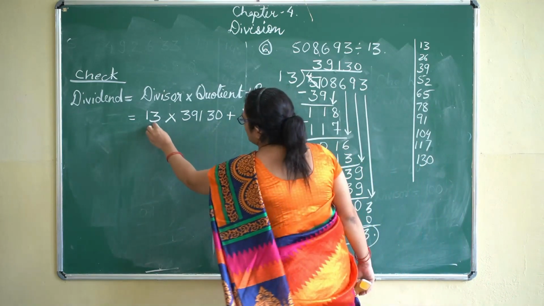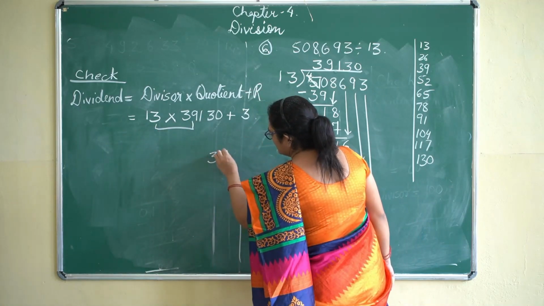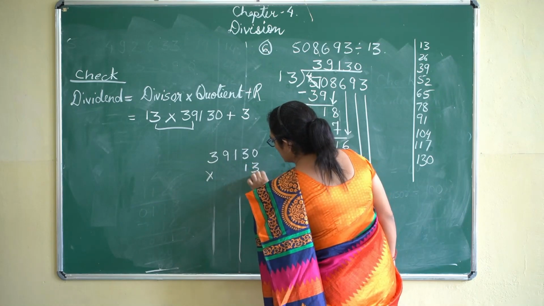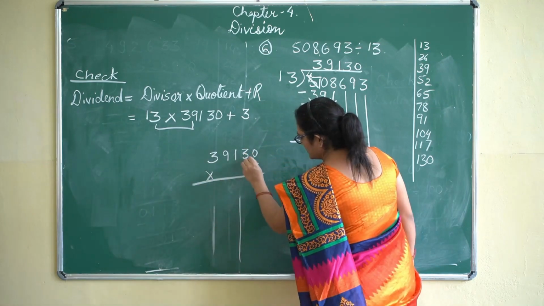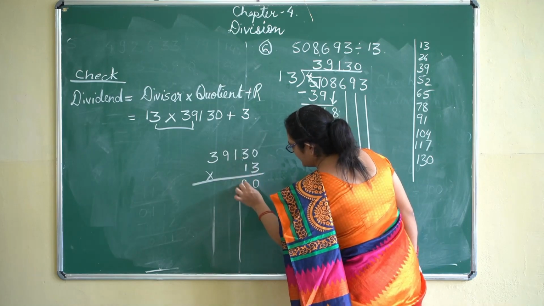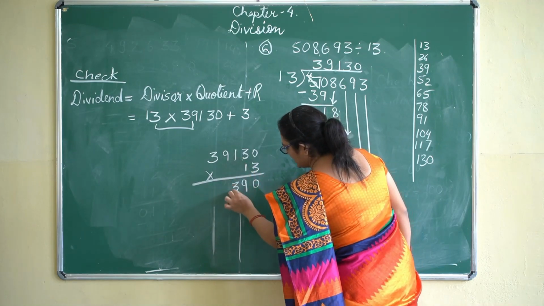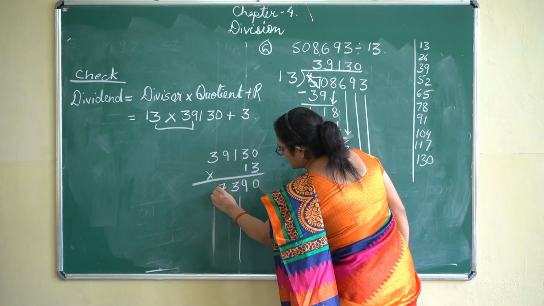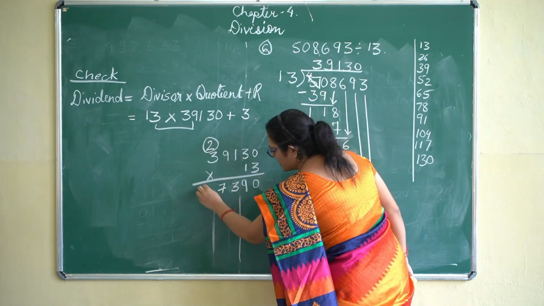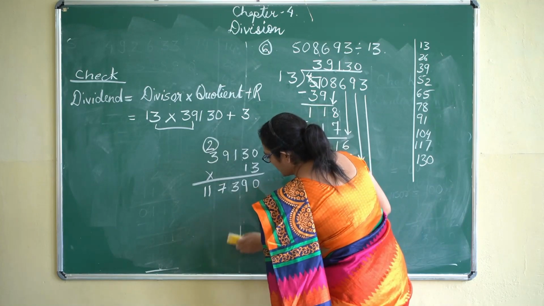First we multiply these two numbers, multiply by 13. How do you multiply? 3 will multiply by all the numbers. 3 0s are 0. 3 3s are 9. 3 1s are 3. 3 9s are 27. Carry over 2. 3 3s are 9. 9 plus 2 is 11. Now what will we do?